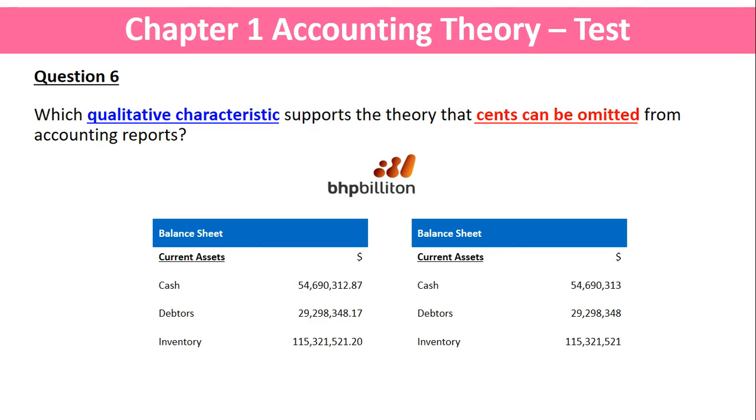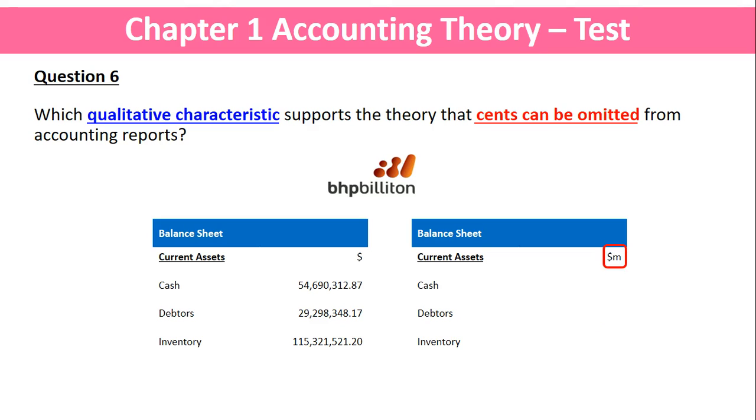In fact, those numbers are so big that generally what happens in reality is that the balance sheet for BHP Billiton will get abbreviated or shortened even further. It will probably be expressed in thousands of dollars, whereby that 54,690,000, etc. actually just becomes 54,690,000 thousands, which is the same thing. And same with debtors and inventory.